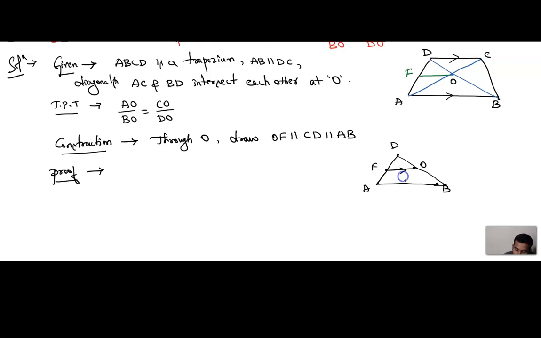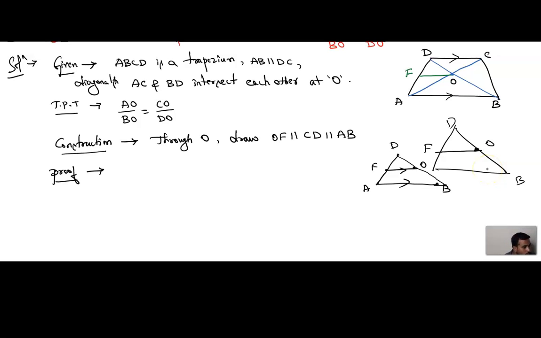Now this line OF is parallel to this, no? Can you see, children? Is O not on DB? This is the DB line, right? On DB, what is the midpoint? O. Simple. The midpoint of DB is O. From O, what did we do? We have taken F. Then again we have stretched this line and joined. Now we got one triangle.